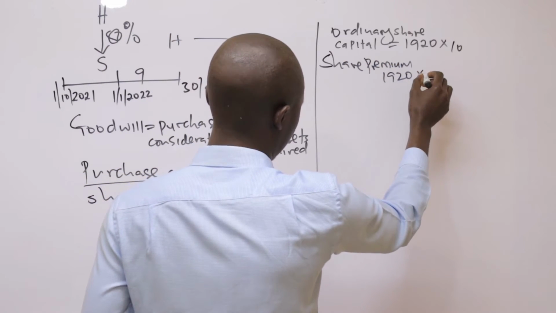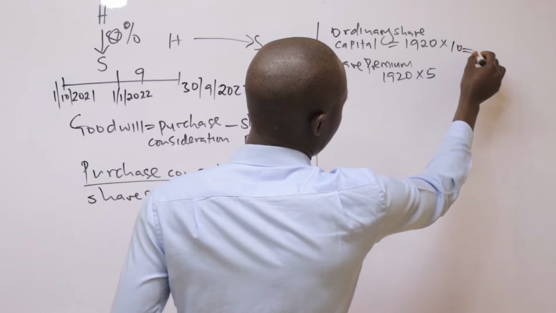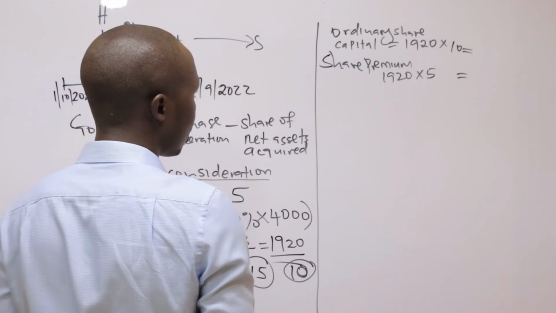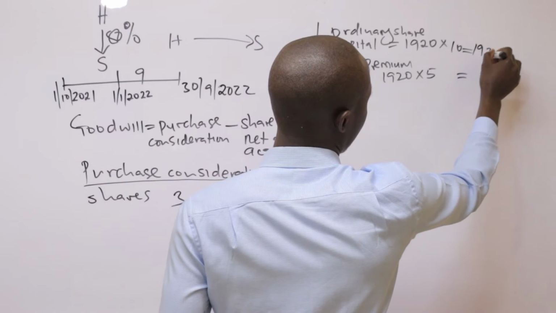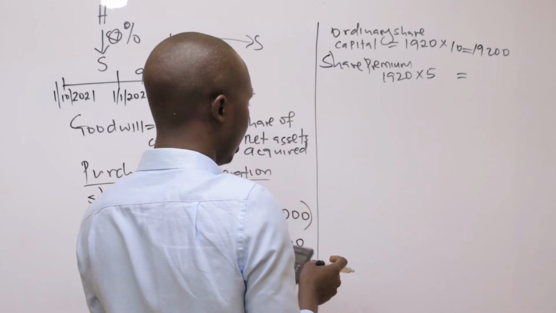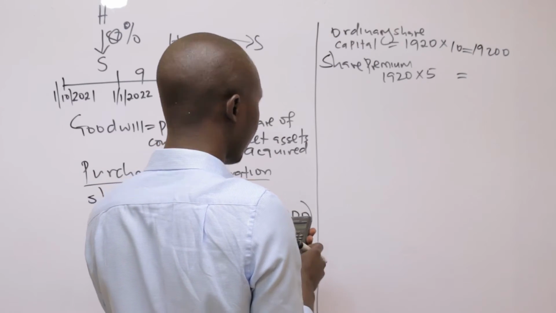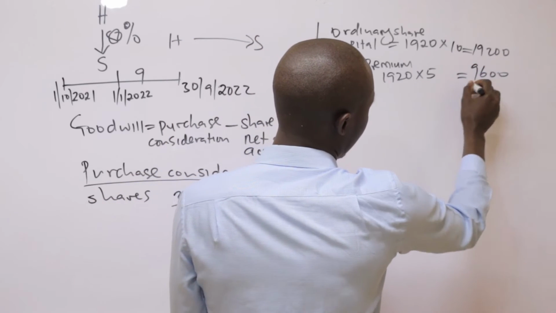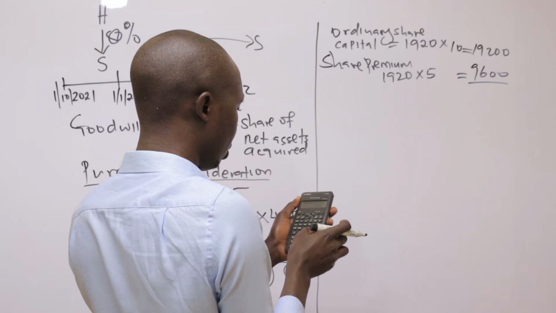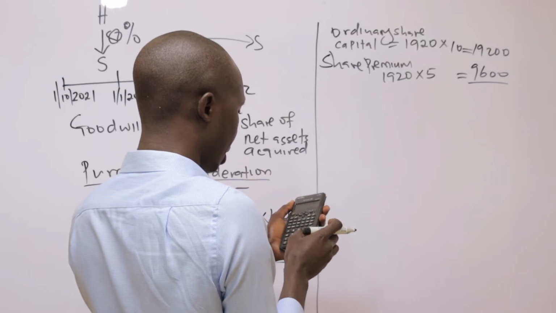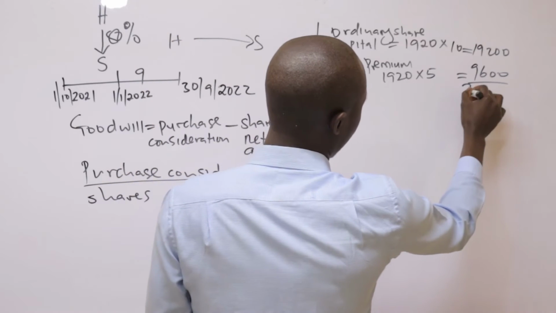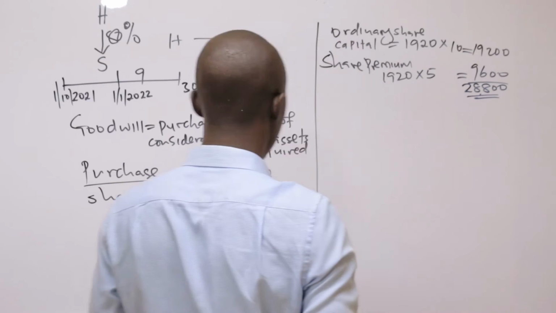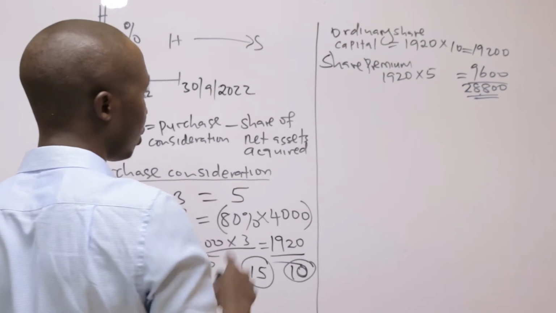1,920 times 5. So we need to get this and this. This is 19,200, and the other one is 1,920 times 5, so 9,600. We add 19,200 plus 9,600 and we have 28,800.